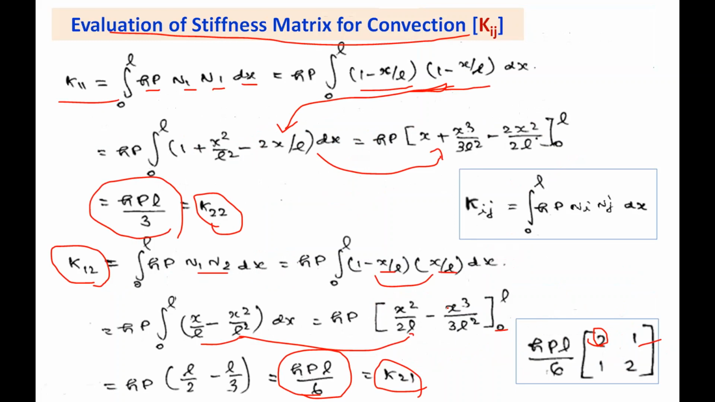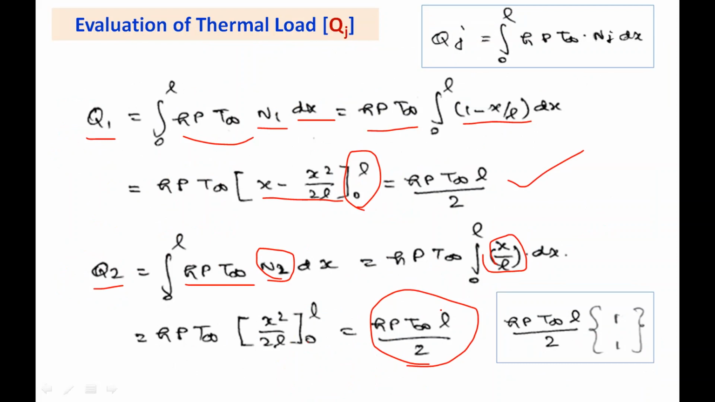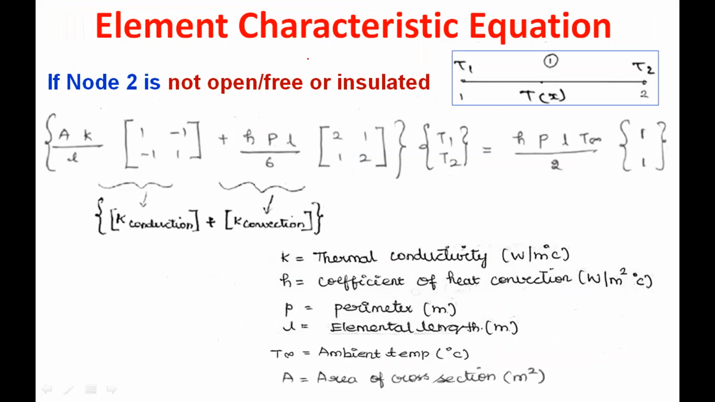When you combine these three, the stiffness matrix for conduction, the convection matrix and the thermal load, we are able to write the element characteristic equation like this. For a cooling fin problem, if the second node is not open to atmosphere, or is insulated, then we get the equation: AK by L times 1 minus 1 minus 1 1, plus HPL by 6 times 2 1 1 2, multiplied by T1 T2. The right hand side is HPL T infinity by 2 times 1 1.